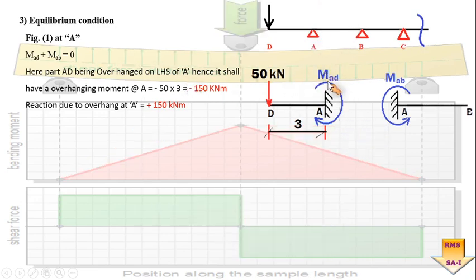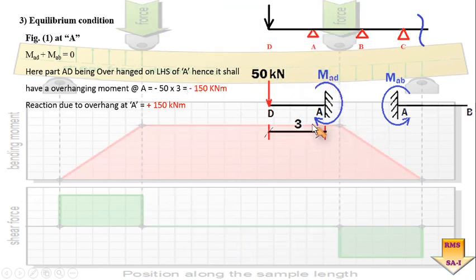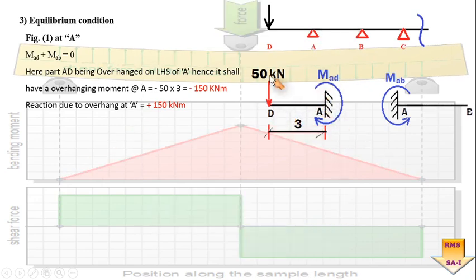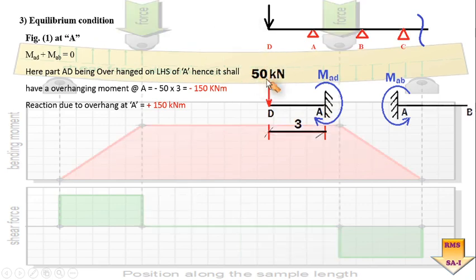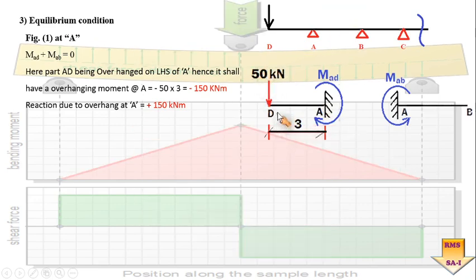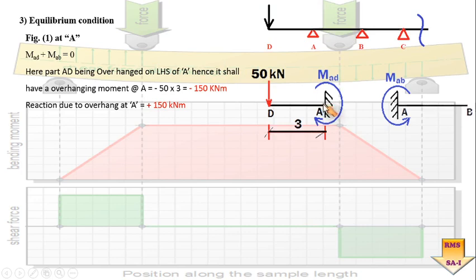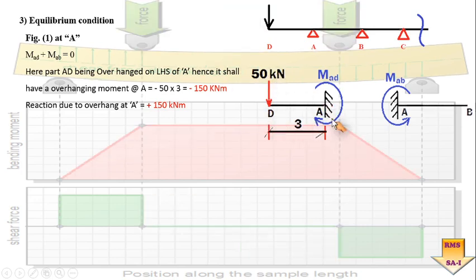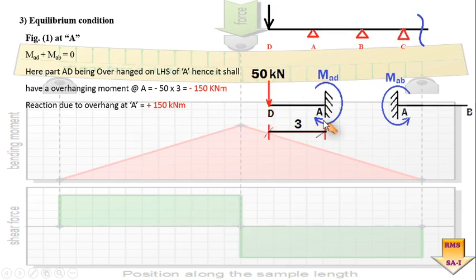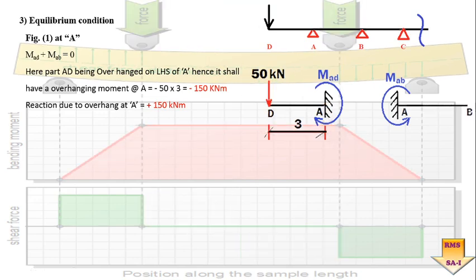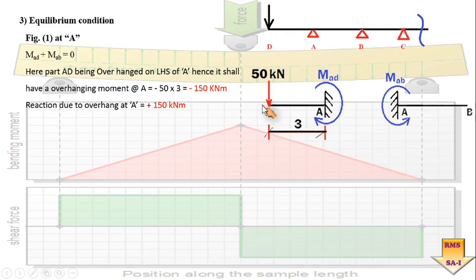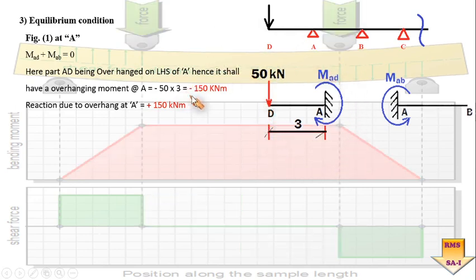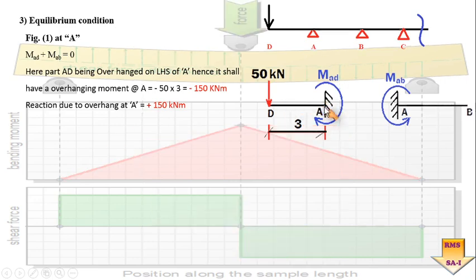So in order to work out this value of MAD, what I did, I have considered the overhanging part only, AD. For example, there is a 50 load acting at a distance of 3 meter. So we know if I take a moment about point A, this will be what? 50 into perpendicular distance 3. 150 will be the magnitude. But in which sense? It is happening anti-clockwise. So minus 150 kilonewton meter will be the moment about point A.